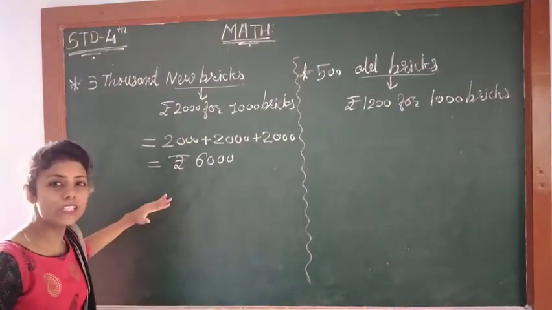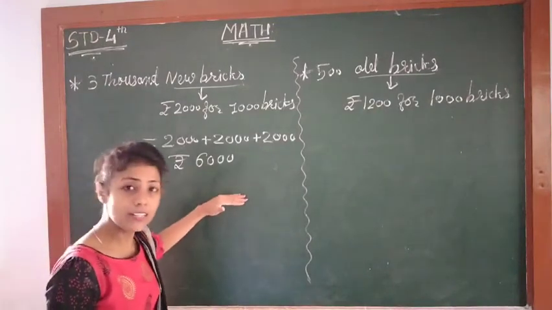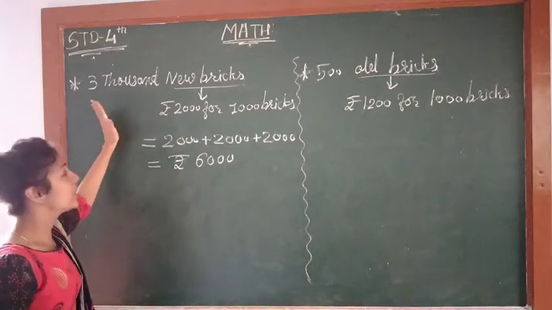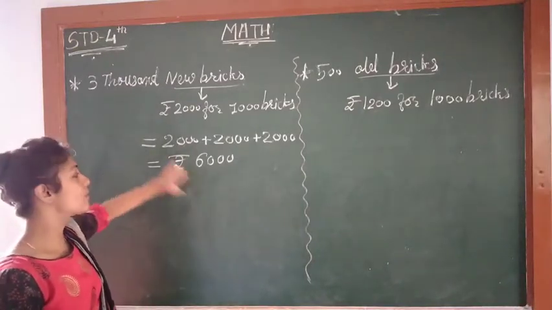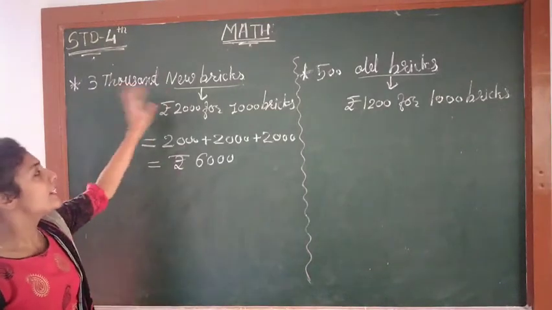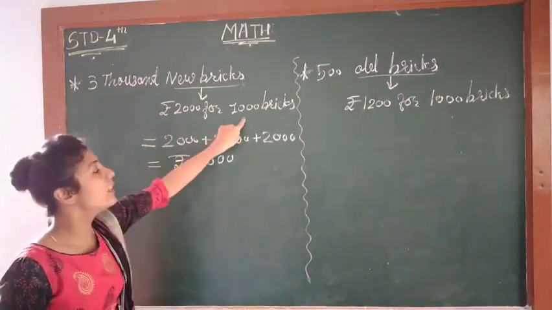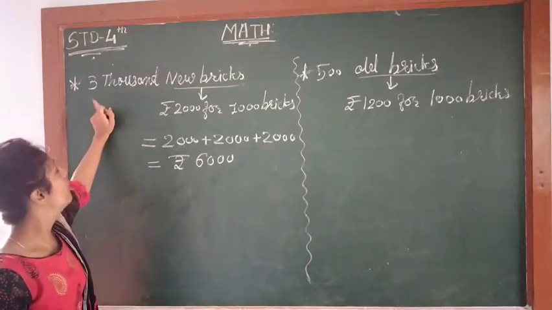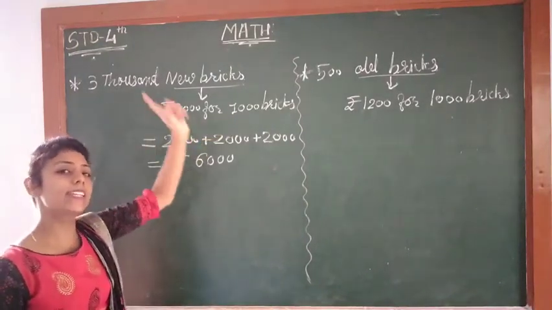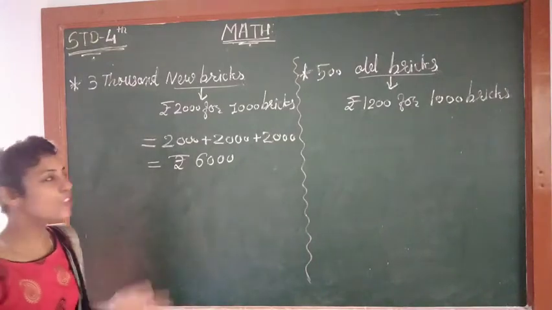So Bhajan has to pay rupees 6000 to buy 3000 bricks. 3000 bricks buy करने के लिए उसको 6000 रुपीज पे करने पड़ेंगे. Otherwise, directly also you can do it. 1000 ब्रिक की प्राइस है 2000, so 3000 bricks की, 3 2s are 6. Directly also you can do.